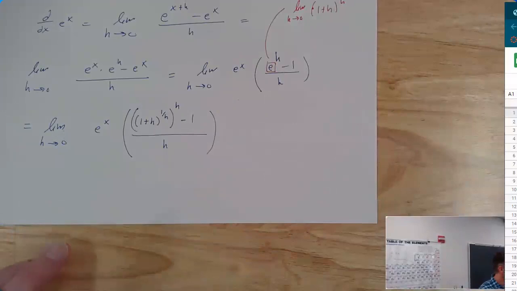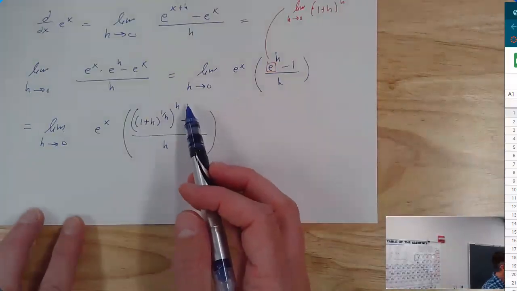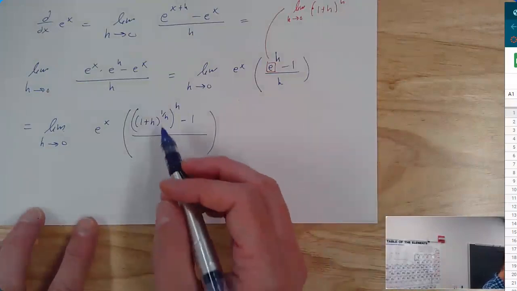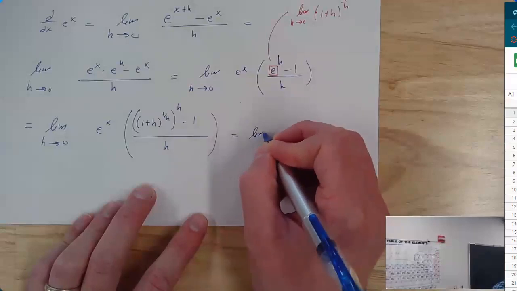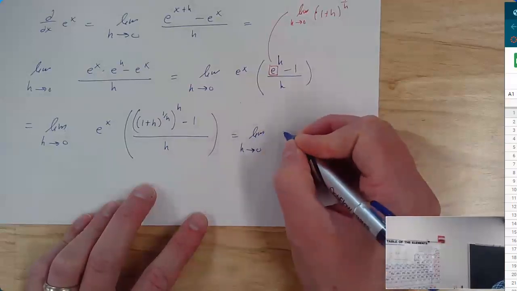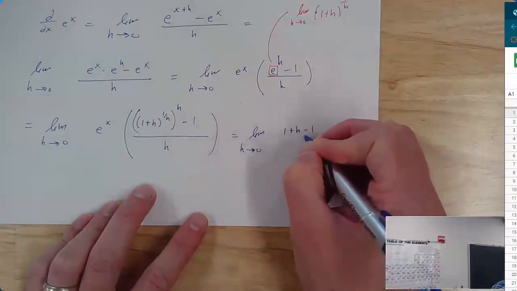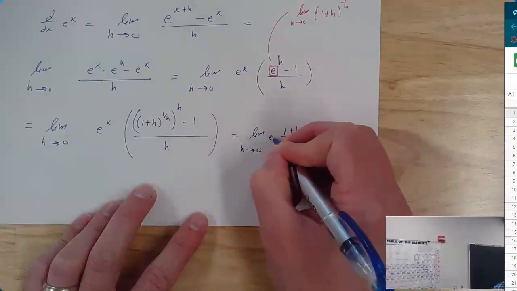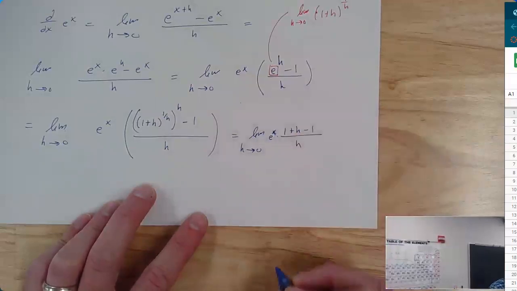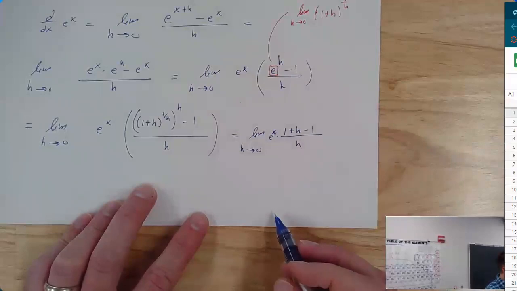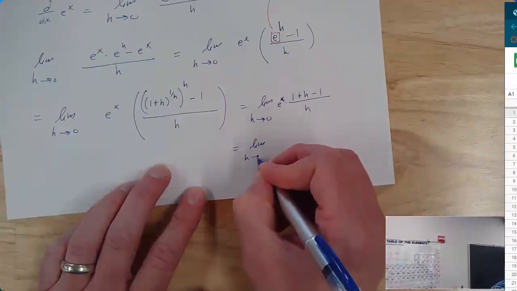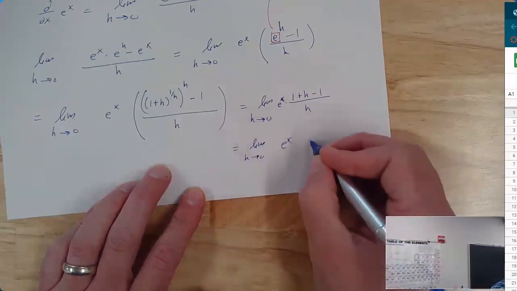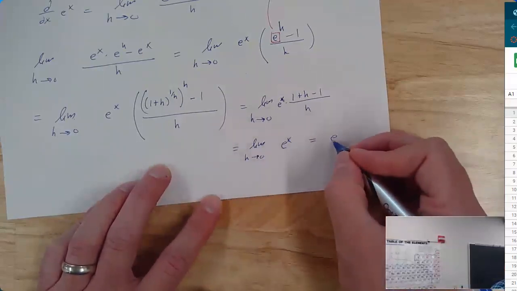So check this out, and we're almost at the end here. When you have a power to a power, you multiply the powers. 1 over h times h is just 1. So this is equal to the limit as h goes to 0 of 1 plus h to the 1. Don't forget the e to the x out in front. And now the 1 minus 1 cancels. h over h is 1. So this is just the limit as h goes to 0 of e to the x. There's no h's left, so great, you get e to the x.